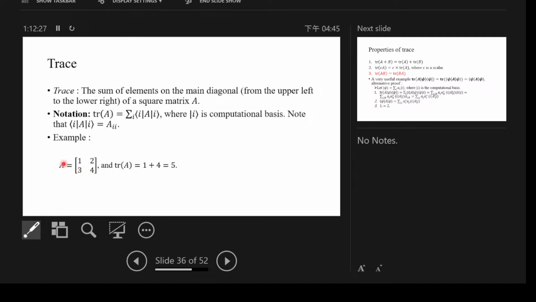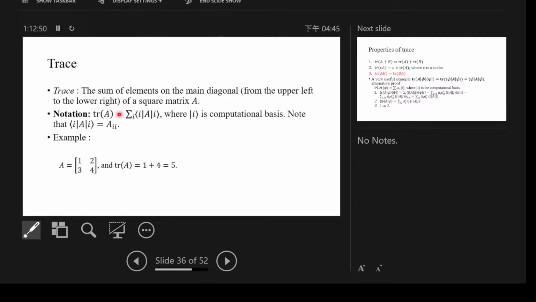I guess let's see an example here. It's probably easiest. So we have some matrix 1, 2, 3, 4, and what we mean by trace A is we sum its diagonal elements. So we add this 1 and this 4 and it becomes 5. So trace A equals 5. Okay, I think it is pretty straightforward. And then we can start doing more notation.